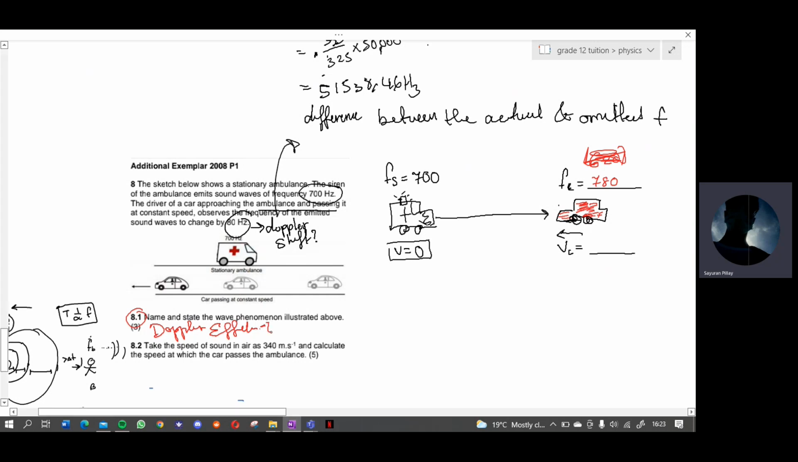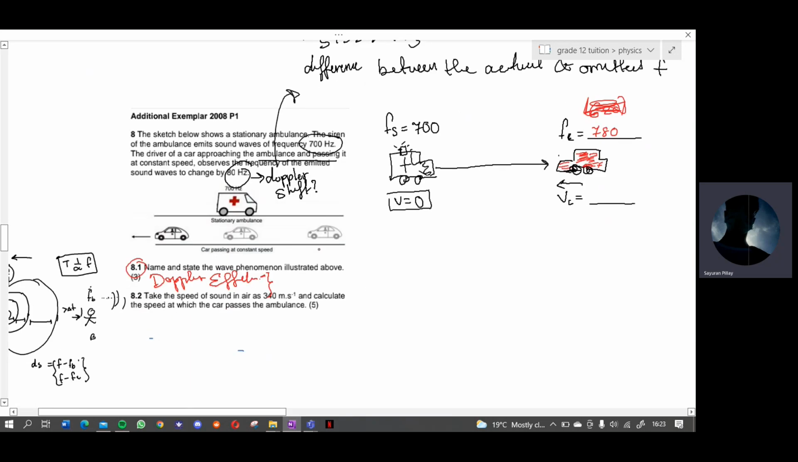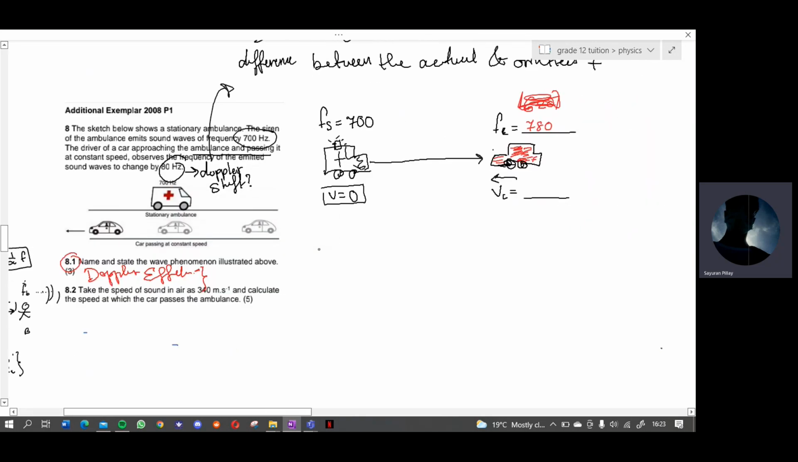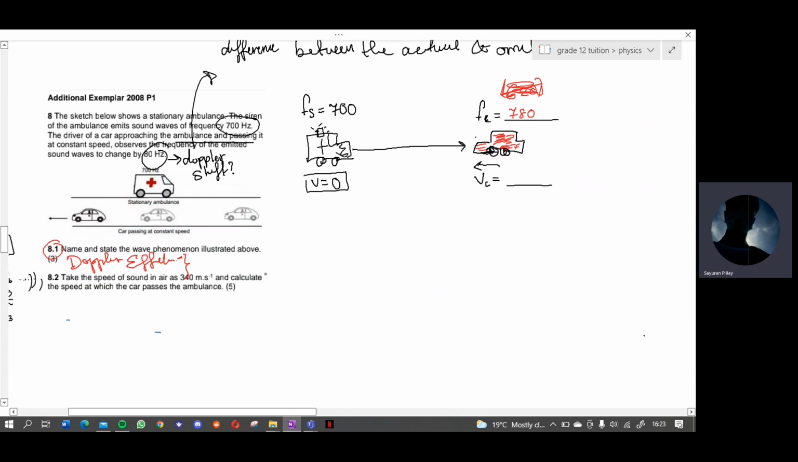So the Doppler effect accounts for the apparent variation in the frequency of any emitted wave, such as a wave of sound or light, as the source of this wave moves toward or away from a listener, right? So that's the Doppler effect. This is jargon. You just need to learn that by heart and regurgitate it in your exam paper, right?